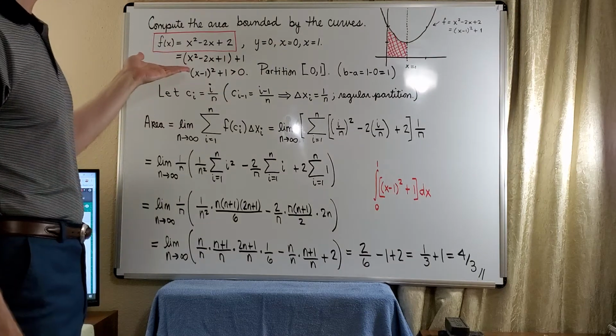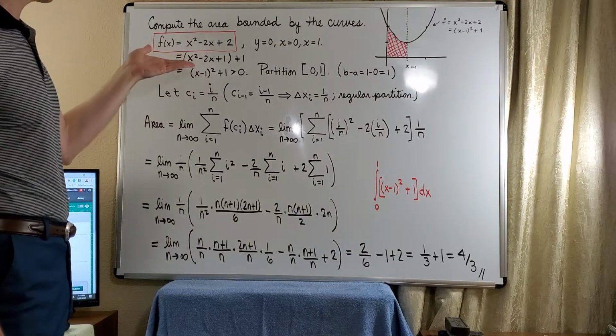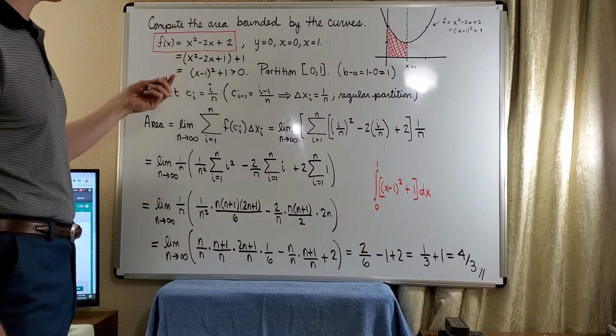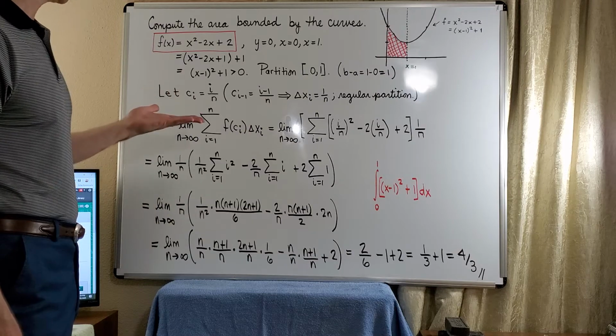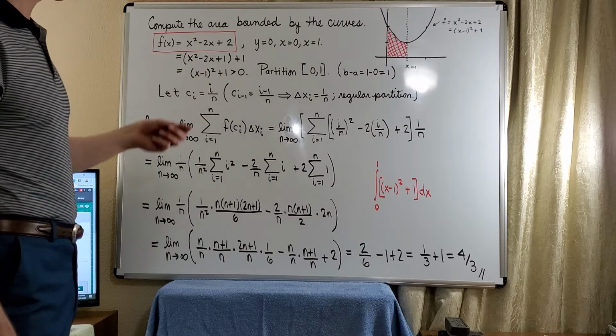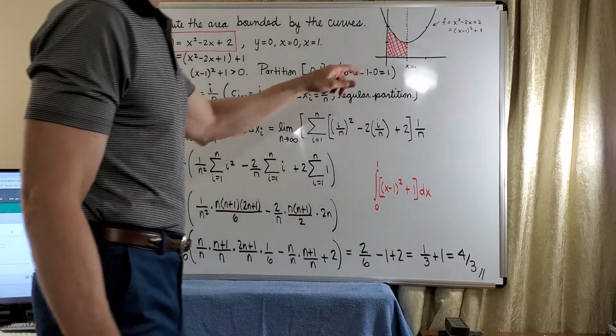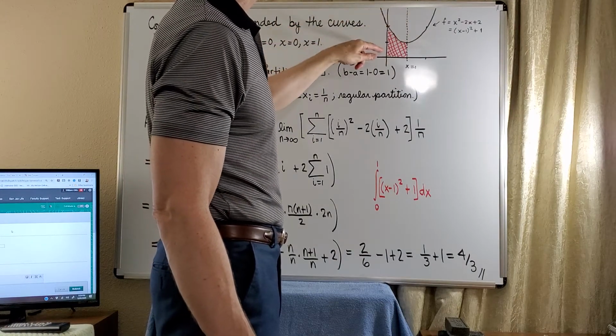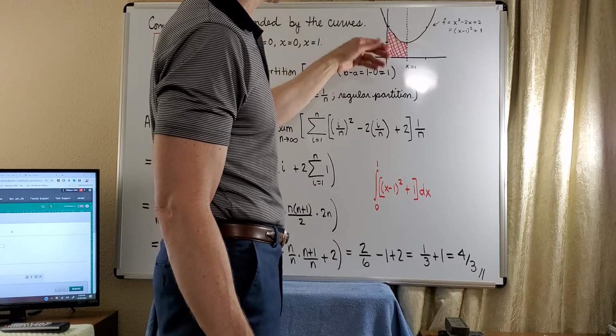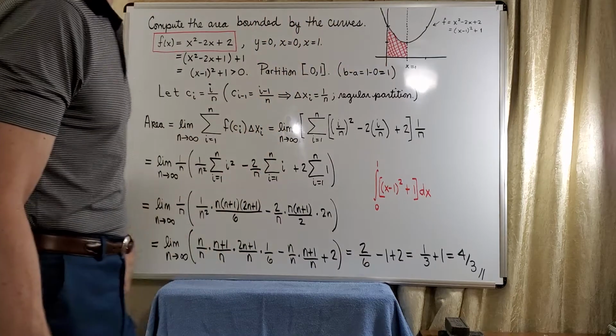Now, what I've done here, just to show you a little bit more about this quadratic function, is I've completed the square, and it's always positive. But the idea is that this easily gives us a vertex of (1, 1). And now when we sketch in the quadratic function and the other lines, we see that this red shaded area is what we're interested in computing.